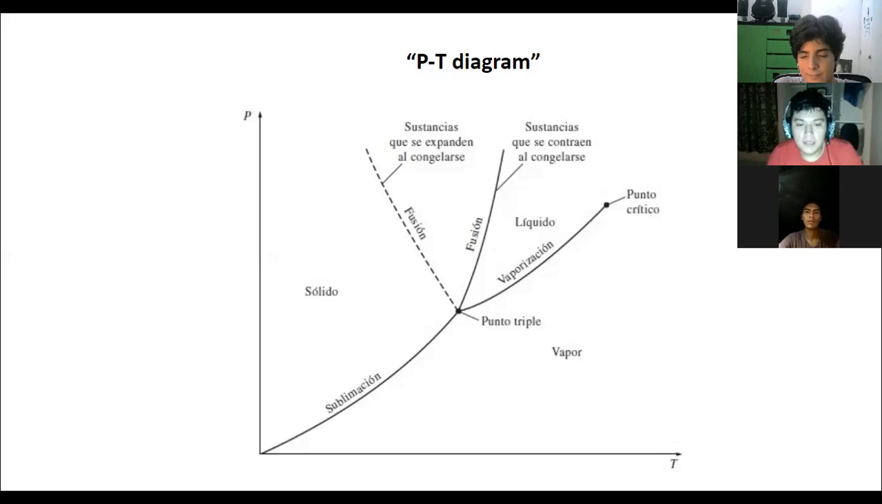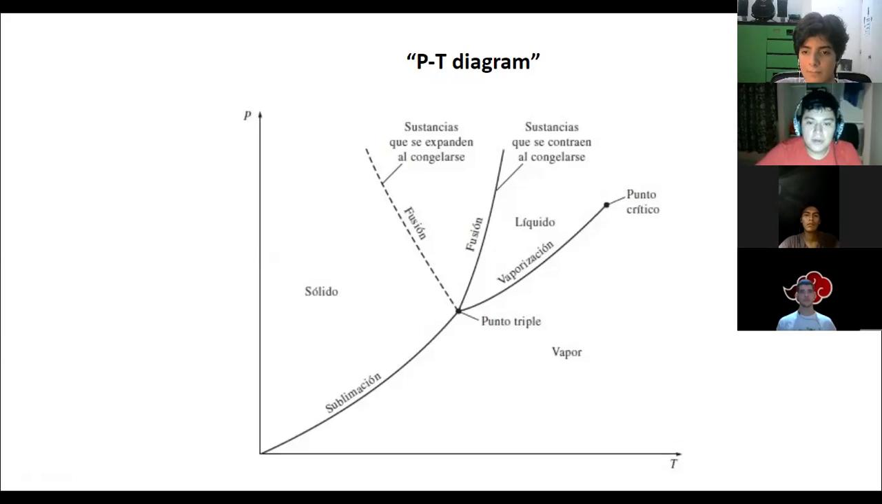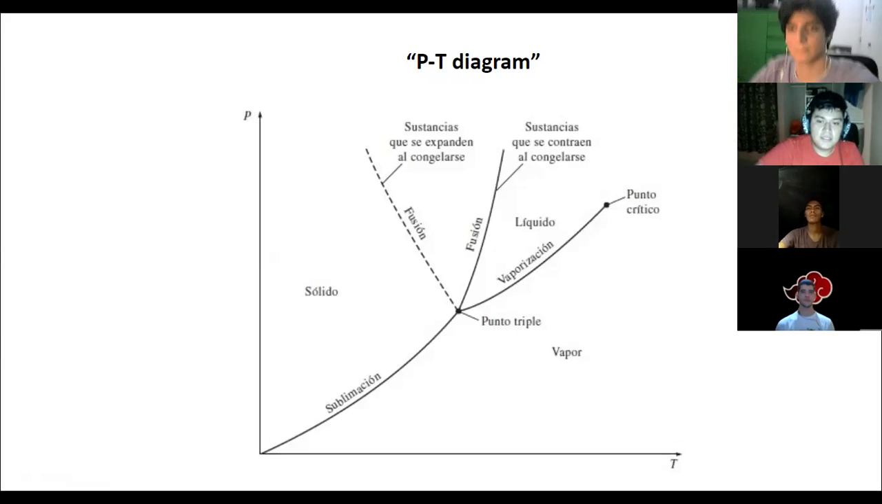I'm going to talk about the PT diagram of thermodynamics. The PT diagram is the most common way to show the phase of a substance. A PT diagram can be constructed for any pure substance. The line that separates the solid and vapor phases is called the sublimation line. The line that separates the solid and liquid phases is called the fusion line. And the line that separates the liquid and vapor phases is called the vaporization line.